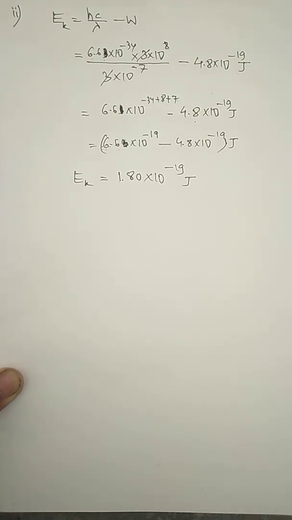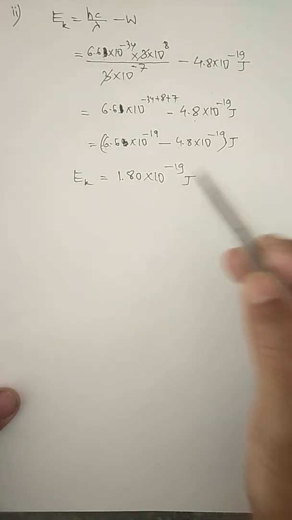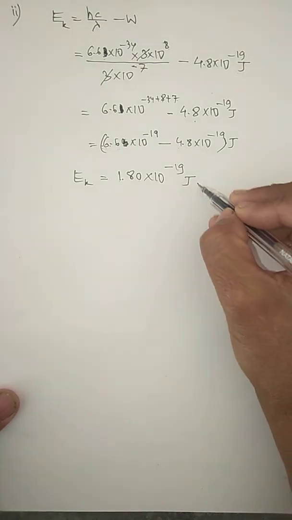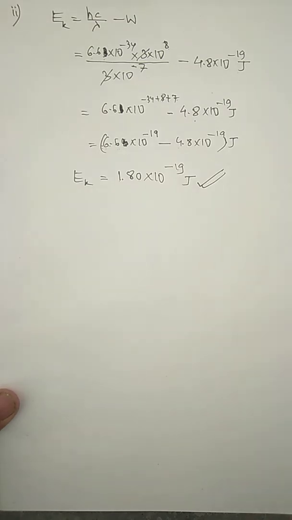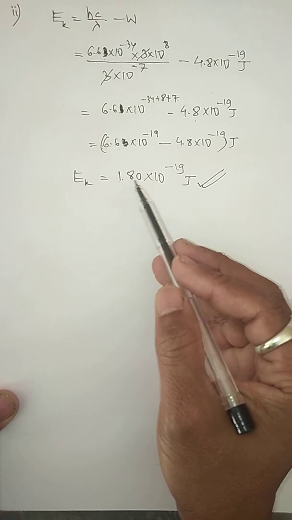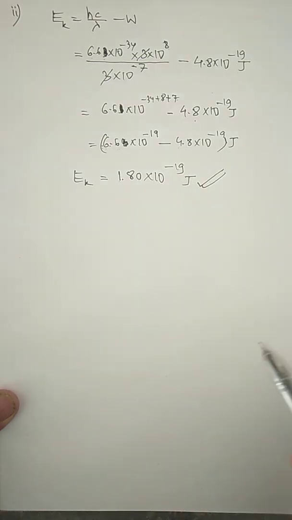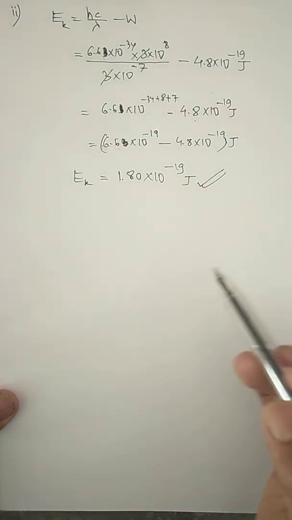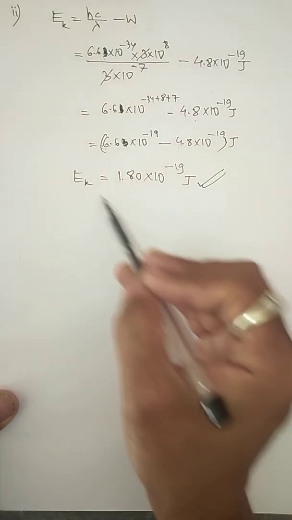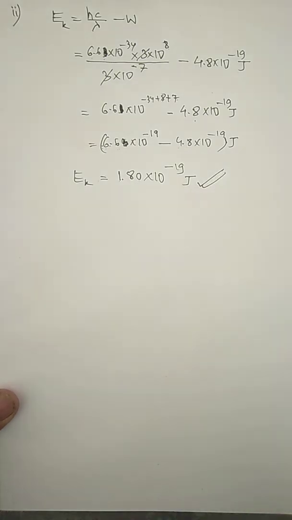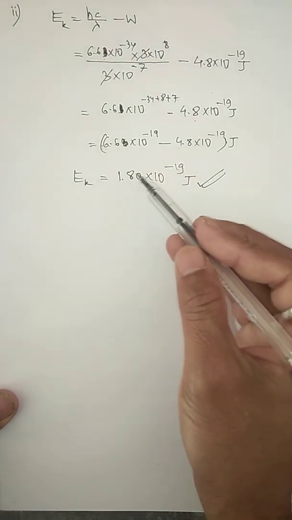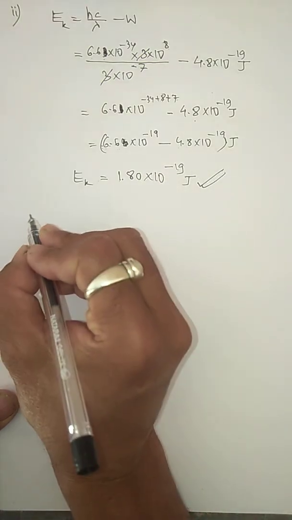But this energy can be calculated in electron volt also. I leave this in joule only, because as per the question, the answer is given in joule only. So it will be 1.80 into 10 to the power minus 19 joule. But I'll tell you for this part also, children: in the examination, if your question says that the energy is to be calculated in electron volt, then you have to calculate it in electron volt. If not asked, then you can leave the answer in joule, so 1.80, or you can write 1.8 only, into 10 to the power minus 19 joule. This is the second part of the answer.